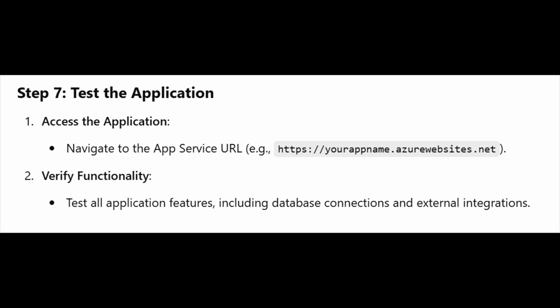Step 7: Test the application. Access the application. Navigate to the App Service URL. Example: https://yourappname.azurewebsites.net. Verify functionality. Test all application features, including database connections and external integrations.